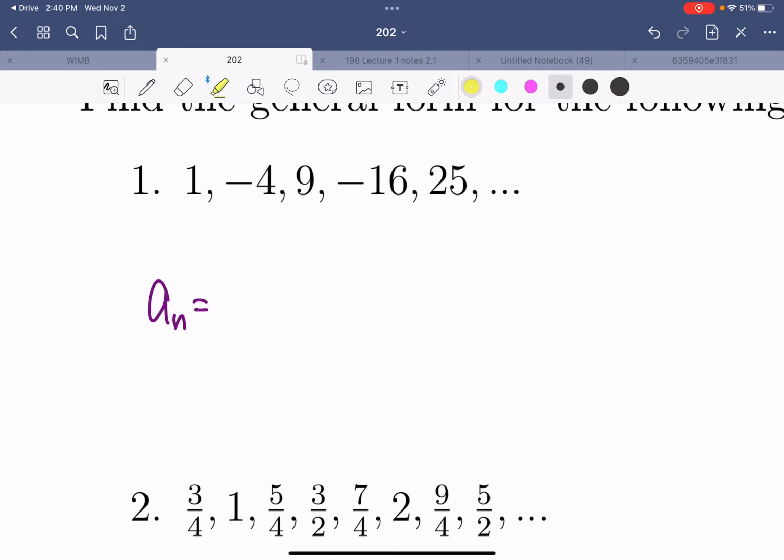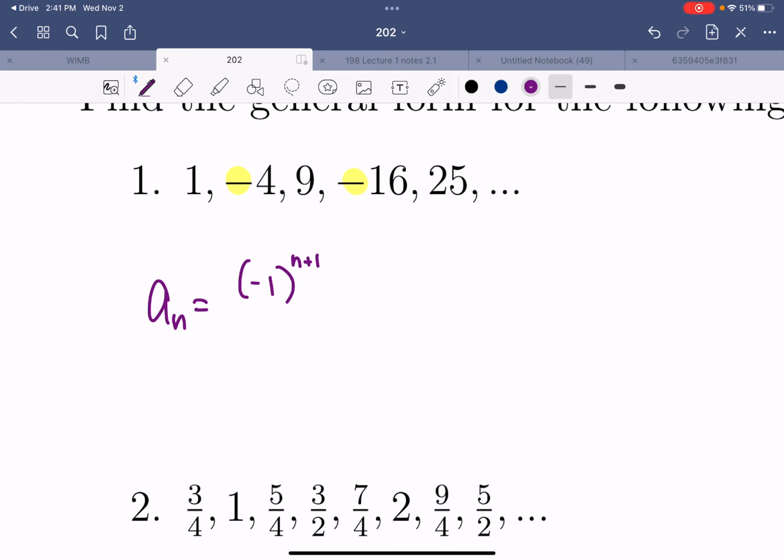For number 1, the first thing I notice is that every other term is negative. So we're going to have a negative 1 to the n. But notice that my first one is negative. So if I leave it as n and I start my sequence at 1, negative 1 to the first makes it negative. So what I have to do is add 1 so that it moves it to the even terms, the second, fourth, sixth, etc. term. So that's how I get my negatives.